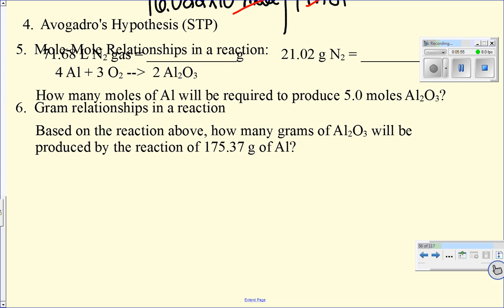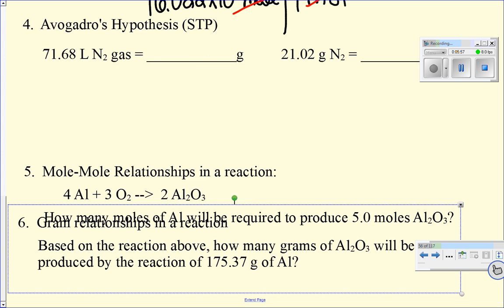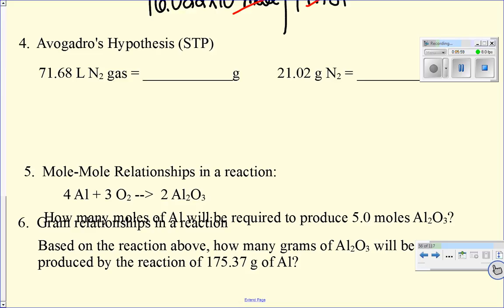Move some stuff down here. So your Avogadro's hypothesis, we're assuming STP on these, which is 1 mole is going to occupy 22.4 liters. You do also need a GFM calculation since you're going between liters and grams. So try each of these, pause the video, and then I'll put the answers up.